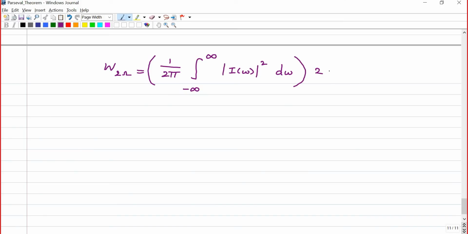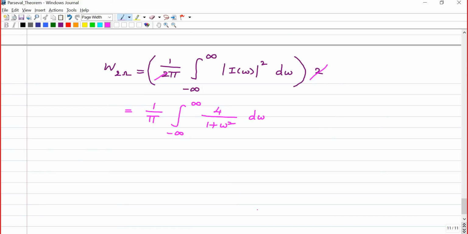If you want, you can write it in 2 steps. First you write R, then you substitute here. So you can cancel this 2. Okay. Yeah. 1 over pi, integral from minus infinity to plus infinity, absolute of I of omega the whole square. Okay, absolute of I of omega the whole square, I think it's 4 over 1 plus omega square.